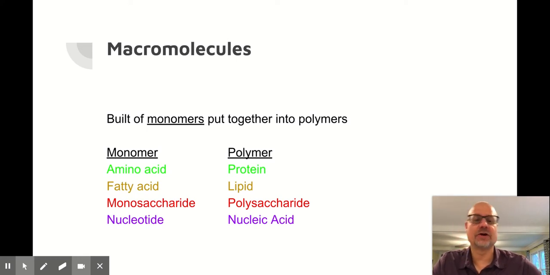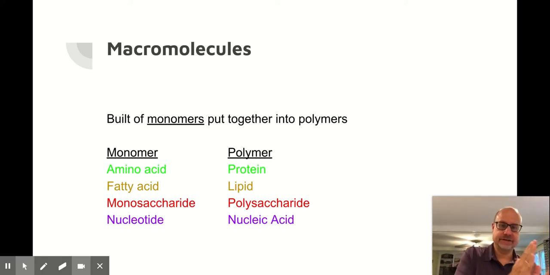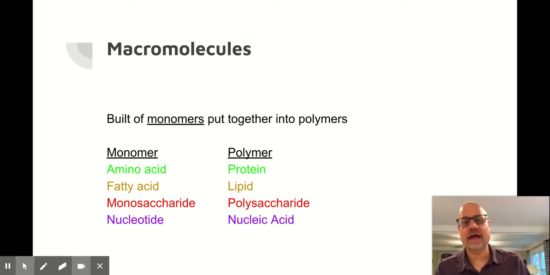Amino acids go with proteins. Fatty acids go with lipids. So you get a bunch of fatty acids all lined up together, and you end up with a lipid, something like wax or oil or fat on your steak or fat on your chicken. That is a lipid.